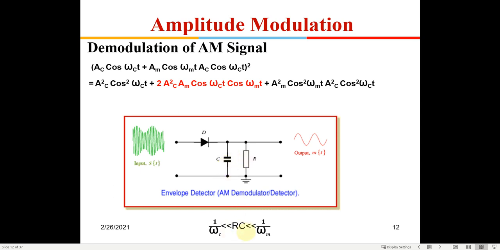You have to use an RC value which is much greater than the carrier period, so that the carrier waveform is not reproduced here, but it has to be less than 1 by omega m. RC has to be less than 1 by omega m, which is the modulating angular frequency, right. So that it can follow, this RC value has to follow the waveform on top, but it should not follow the carrier signal waveform. So you have to judiciously choose the value of RC.